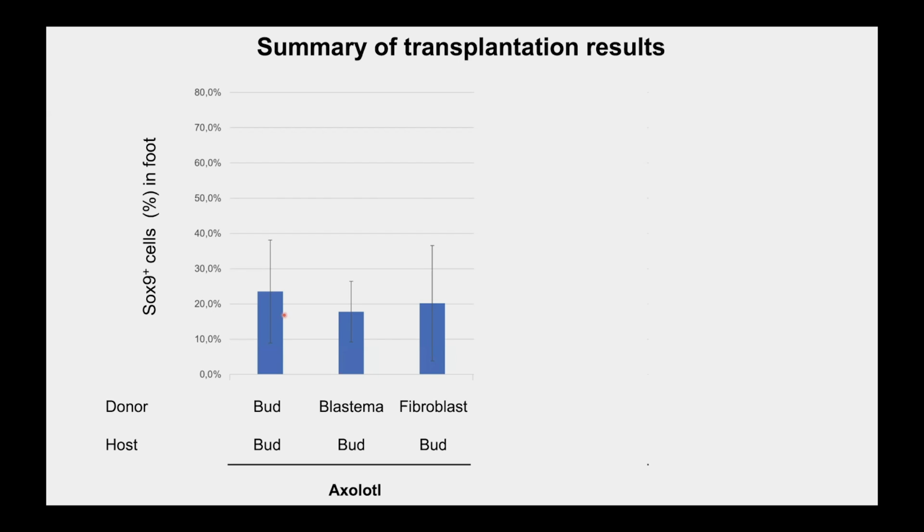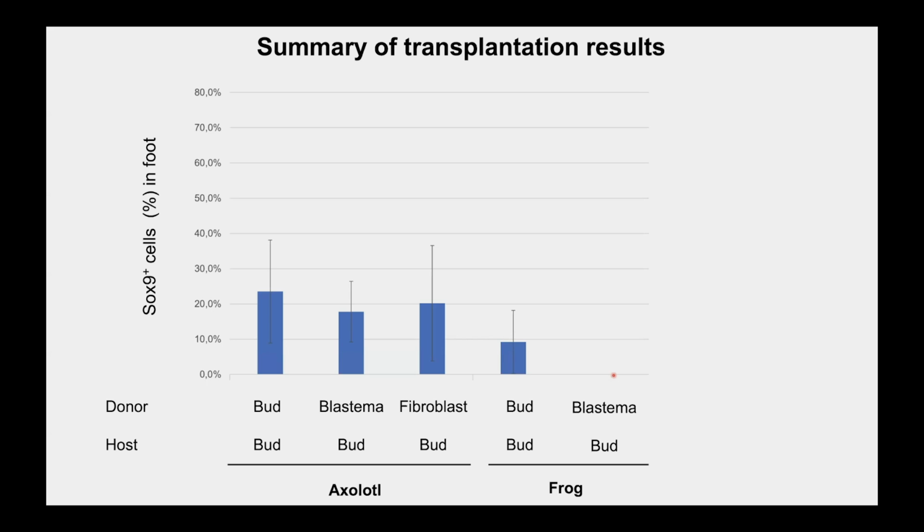When we transplant axolotl limb bud to limb bud, we see SOX9 positive cartilage cells in the foot. When we transplant axolotl blastema into the limb bud, we see SOX9 positive cartilage cells in the foot. And when we transplant the fibroblasts directly from the mature axolotl limb into the axolotl limb bud, they can contribute to the SOX9 positive cartilage cells in the foot. Now, in contrast, when we have the frog limb bud to limb bud, we see SOX9 positive cartilage cells in the foot, which is good. But then when we transplant blastema into limb bud, we don't see SOX9 positive cartilage cells in the foot.